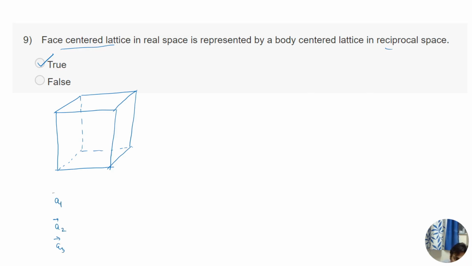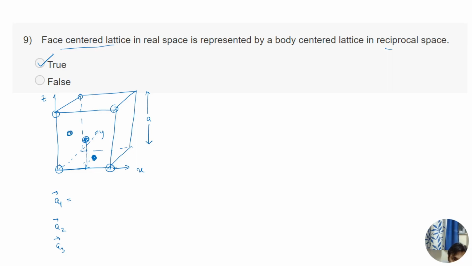If it is your real space lattice vector, then this is your x, let's say, along this direction is your y, and this is your z. So at each of these, how will you represent this particular atom? Let's say this is a. So this is a by 2 x cap and a by 2 z cap. Are you able to get that?